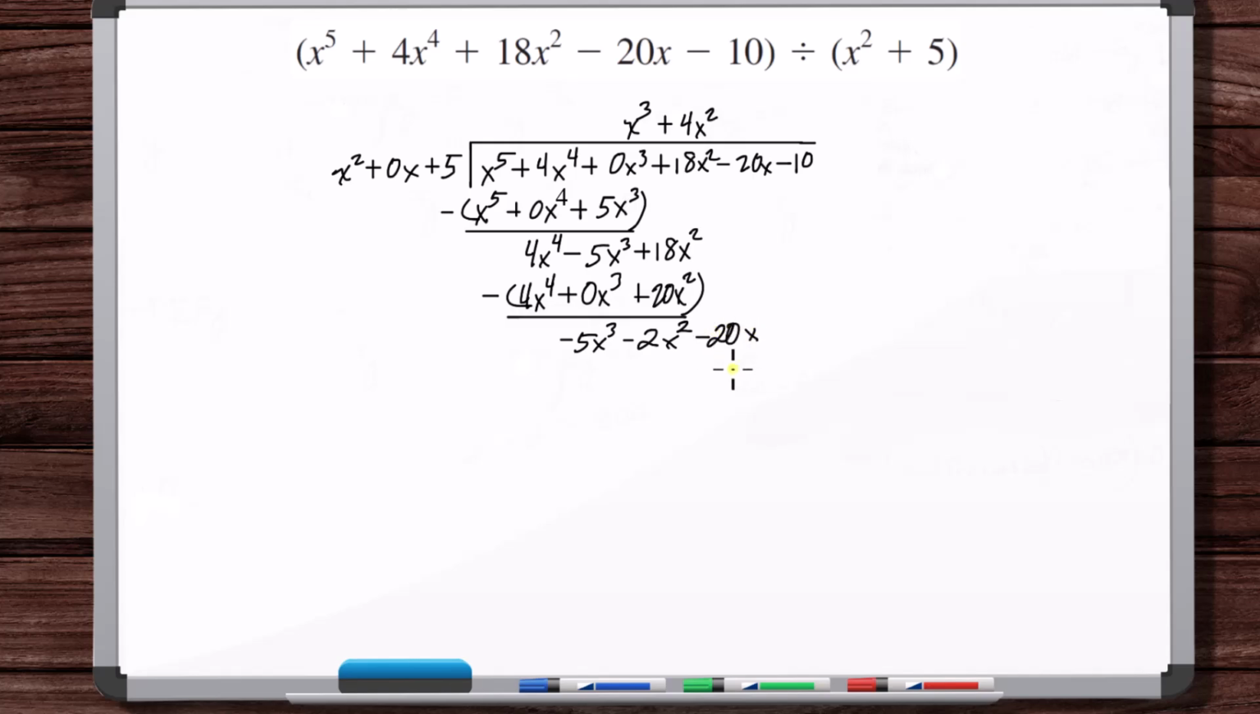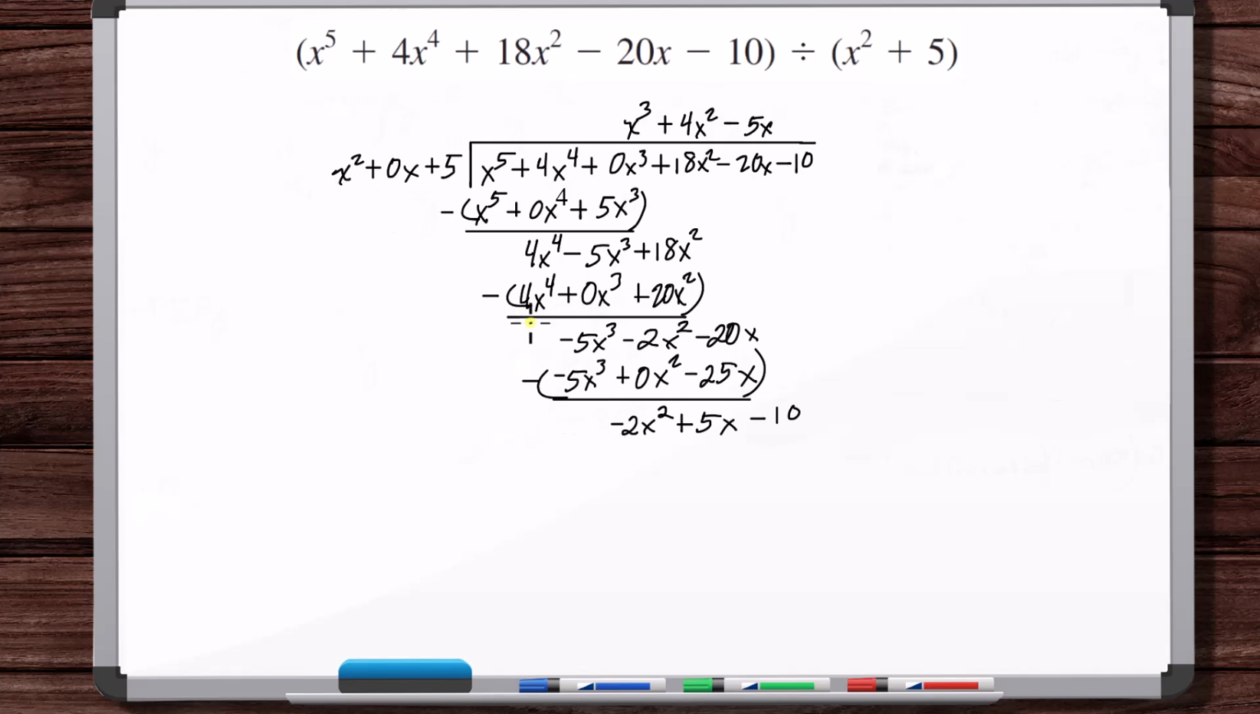Minus 20x. Bring down the minus 20. Minus 5x cubed divided by x squared is minus 5x. So now minus 5x cubed. We're multiplying minus 5x times the entire divisor: plus 0x squared, minus 25x. Minus 5 plus 5 is 0. Minus 2 plus 0. Minus 20 plus 25 is positive 5. Bring down that minus 10.